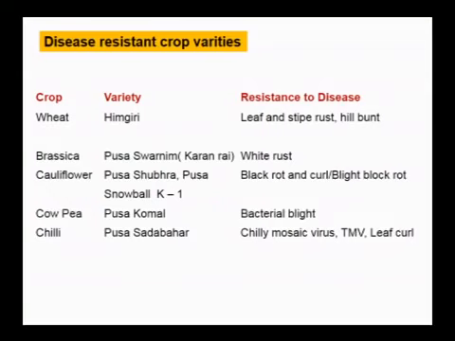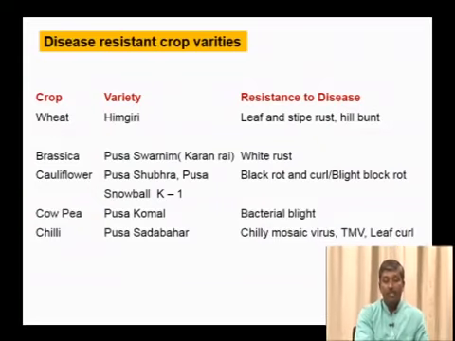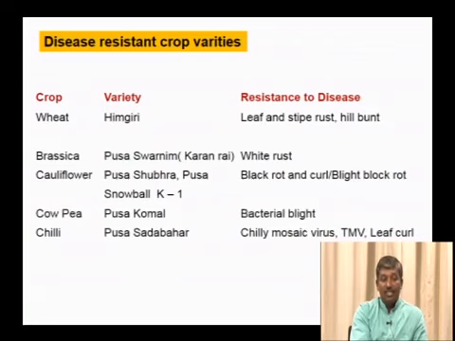Now, some of the crop varieties which were developed for disease resistance. For wheat, one variety is Himgiri, which was developed for resistance to leaf and stripe rust as well as hill bunt, which is a fungal disease. For Brassica, the variety is Pusa Swarnim or Pusa Karan Rai, which is resistant to white rust, again a fungal disease.